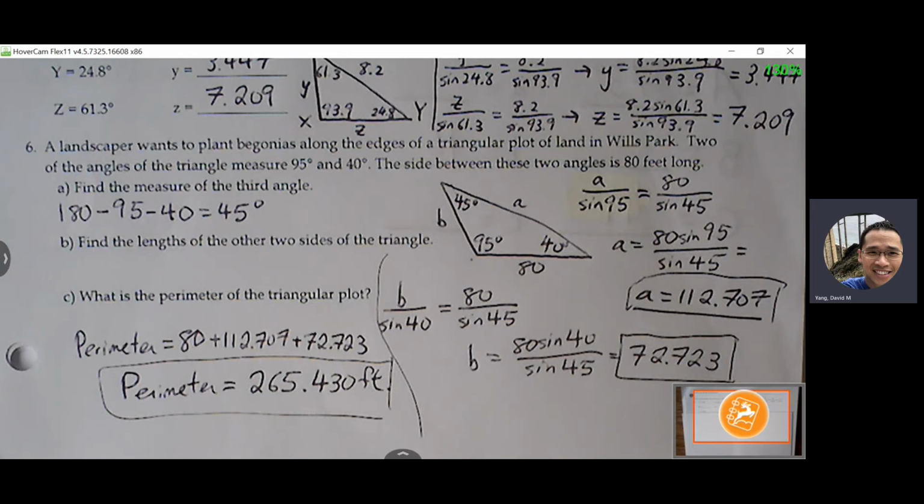Any questions with 6? Yeah. Oh, sorry. 95 degrees is your largest angle. Yeah, not right now. You can label them however you want to. I just chose those arbitrarily, but you can use different letters if you like.